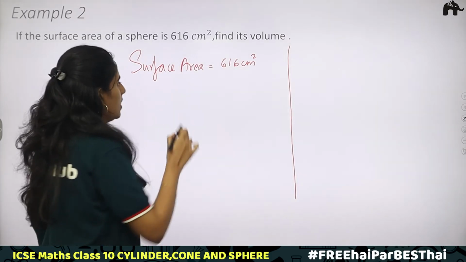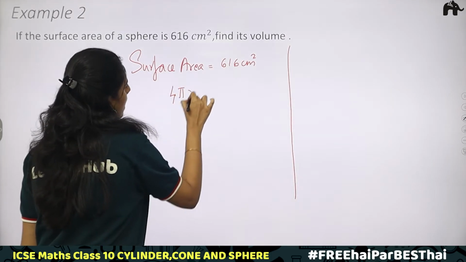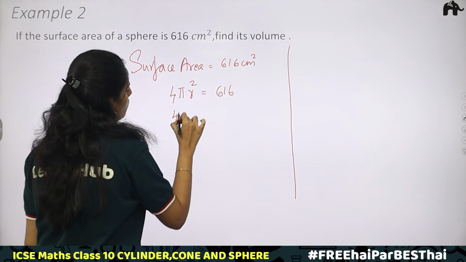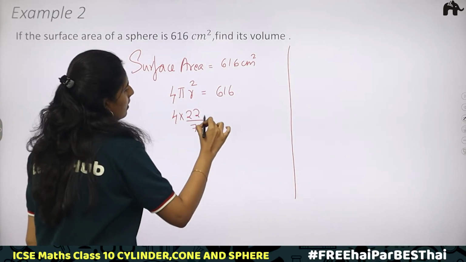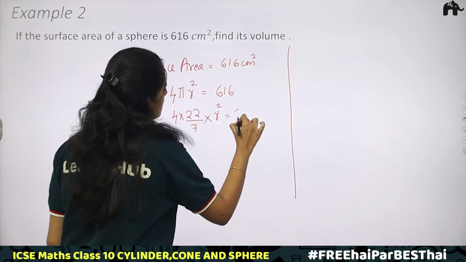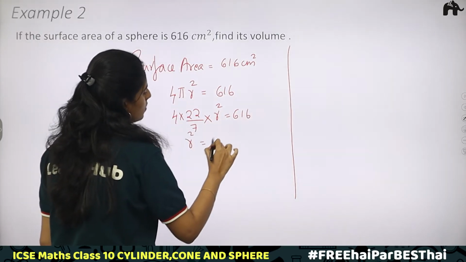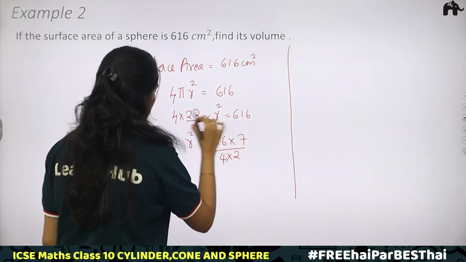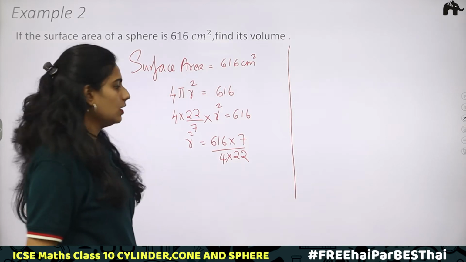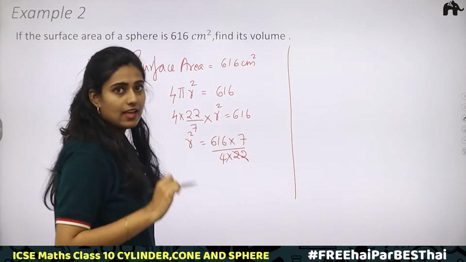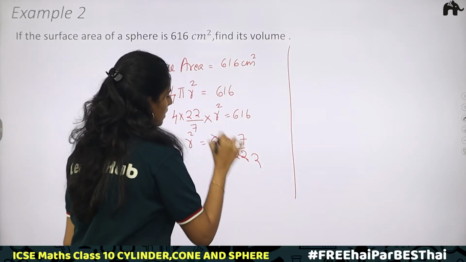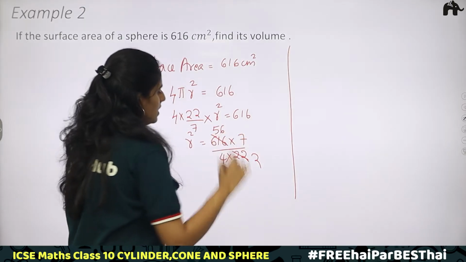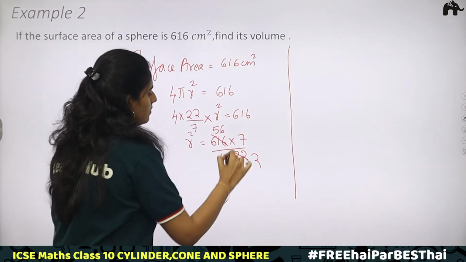What is surface area of a sphere? 4 pi r square is equal to 616, from which we can find the radius. Yes, 4 into 22 by 7 into radius square is 616. Radius square is equal to 616 into 7 divided by 4 into 22. Okay. Now 22 is 11 into 2. 616 is 56 into 11. Now 4 and 56 can be cancelled.